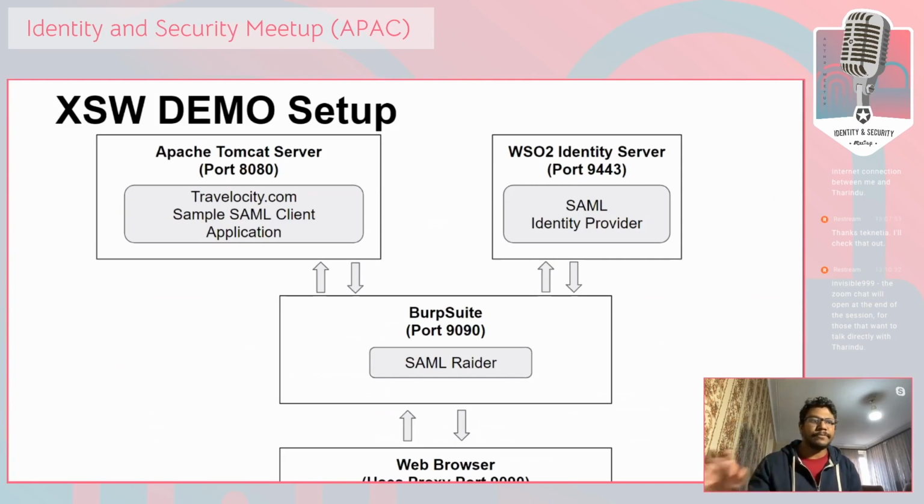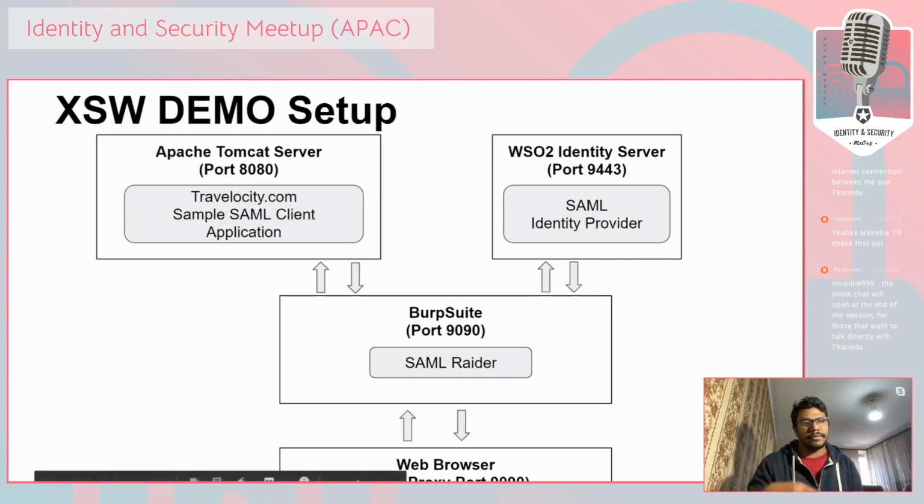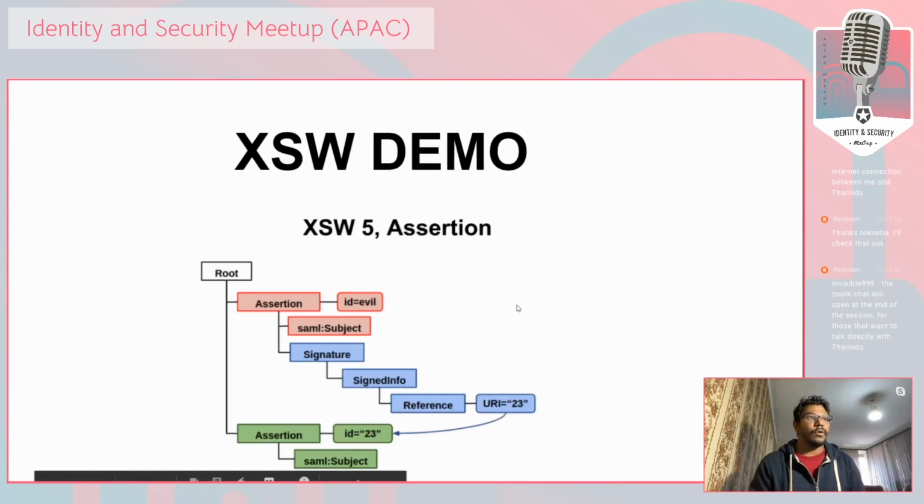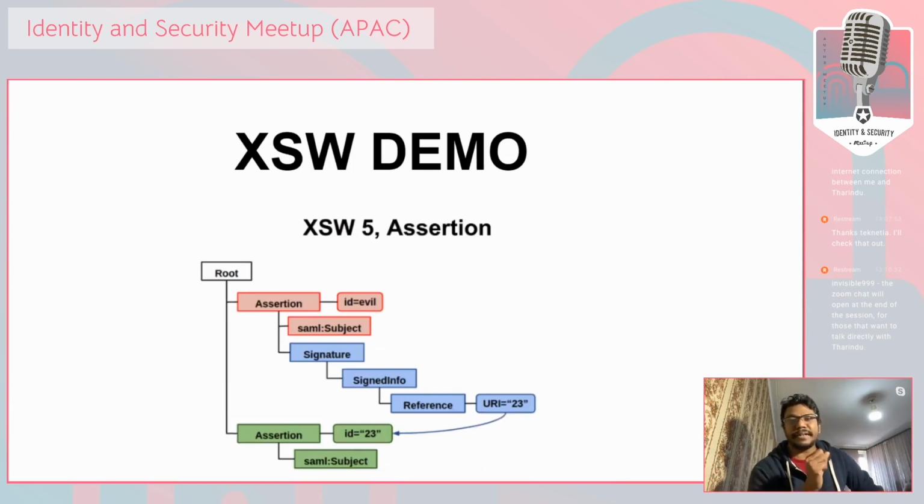And I'm using the Firefox web browser, which is using the proxy on port 9090. So Burp Suite can capture all the requests and responses, modify them, and send them back. This is my setup, and now I'll show you the demo. I'm going to use the fifth attack out of those 8 types of attacks. I'm going to show you how we can use this fifth attack to successfully bypass the signature verification.